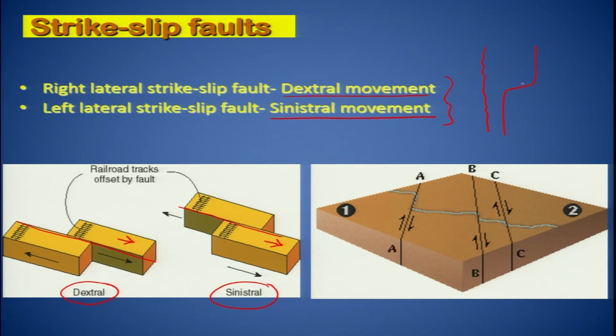So, this will be your right lateral movement. And in case of this one here, if you have it like this, then you have the left lateral movement. So, if the fault is passing through this area, this part you can keep in mind. So, this is your dextral and this is your sinistral. So, dextral movement and sinistral movement.